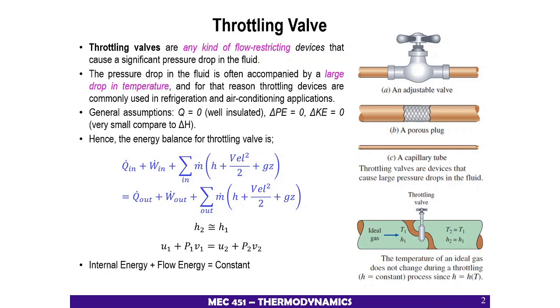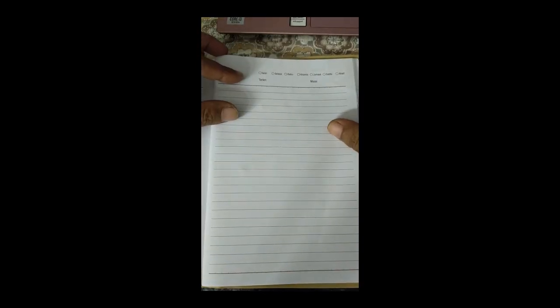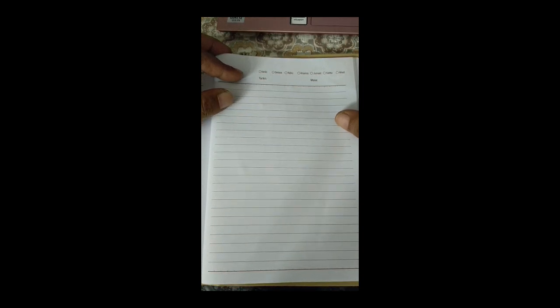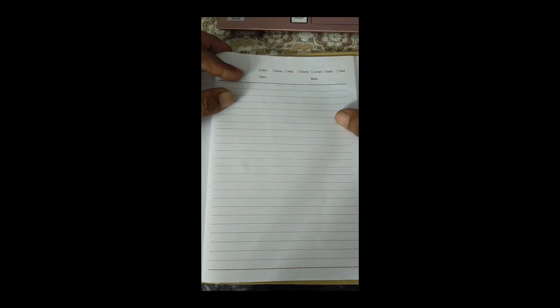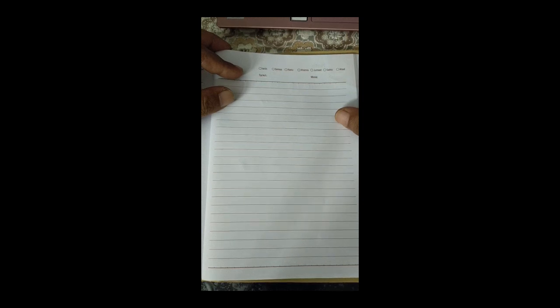Okay, so sample problem 3.19. Steam enters a throttling valve at 8 megapascal and 300 degrees Celsius and leaves at a pressure of 950 kilopascal. Determine the final temperature and specific volume of the steam.